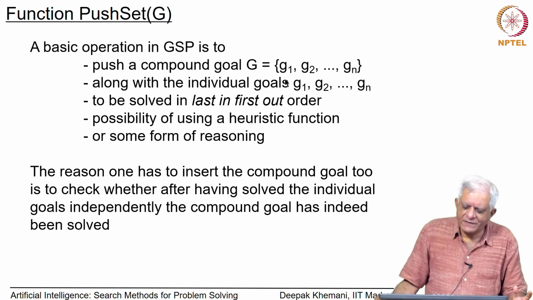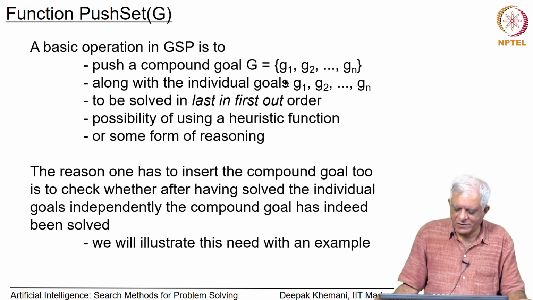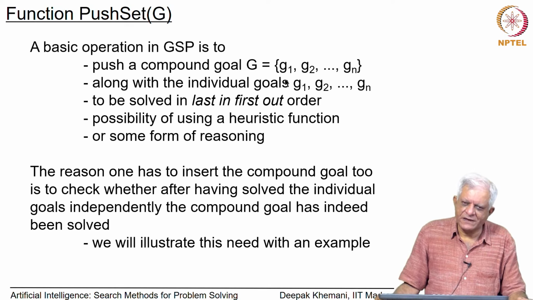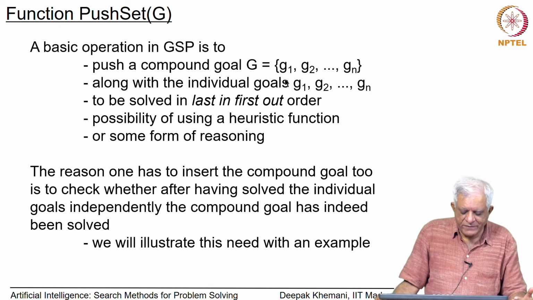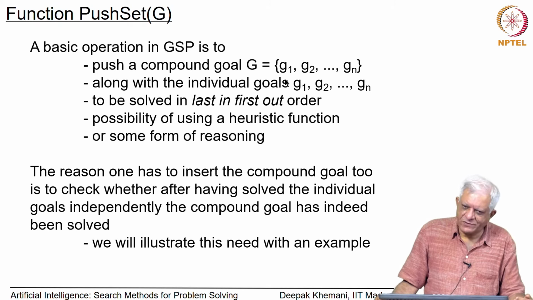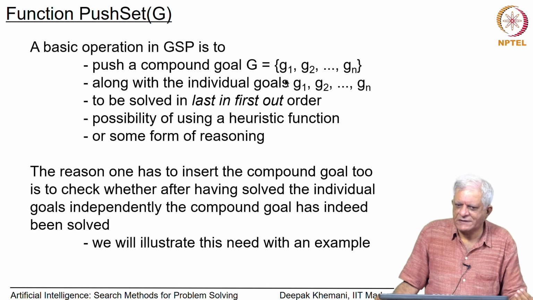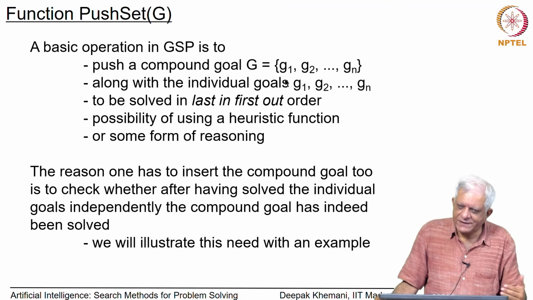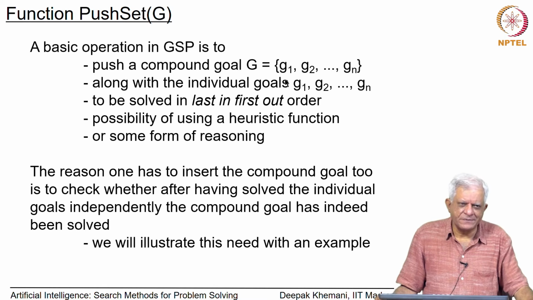The reason why we have to insert the compound goal, which is the set of all the individual goals, is to check that when we are about to terminate, whether all the goals have been achieved or not. We saw in backward state space planning that you could end up with a sequence of actions, but if you were to execute those sequence of actions, then all the goals would not have been achieved. And we will illustrate this with an example. It is easier done with an example.